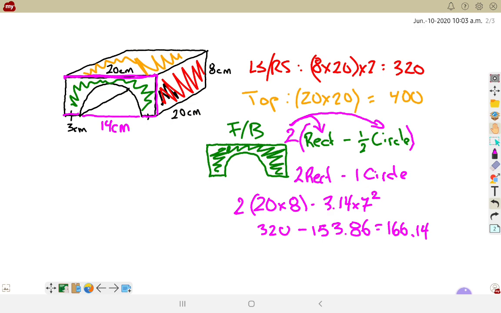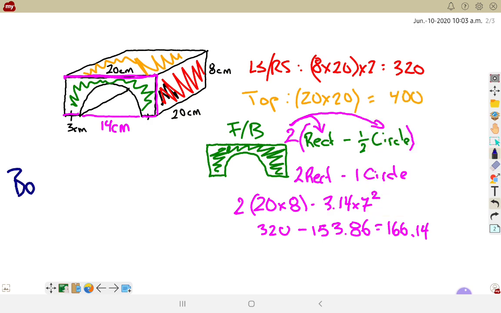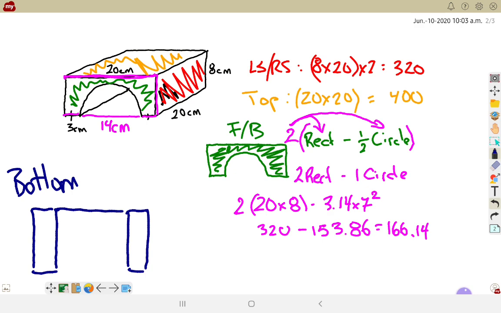What about the bottom? So the bottom is a little bit tricky to think of. So the bottom here, if I was to flip this shape upside down so that the orange part is on the ground, here's what we would see. We would be able to see these 2 rectangles on either end, and we would be able to see another rectangle here. And if I was to paint them different colors, so I'd have my 2 rectangles on the sides, and that would be 3 by 20. Okay, those are the same.